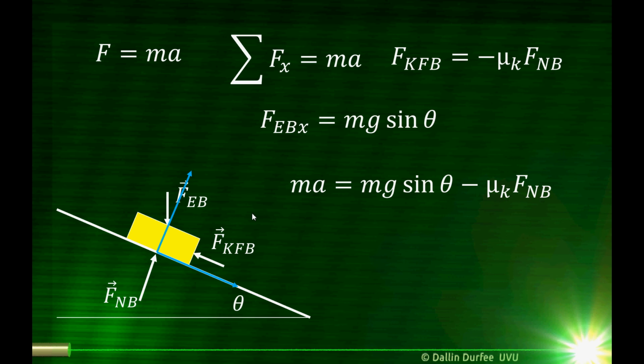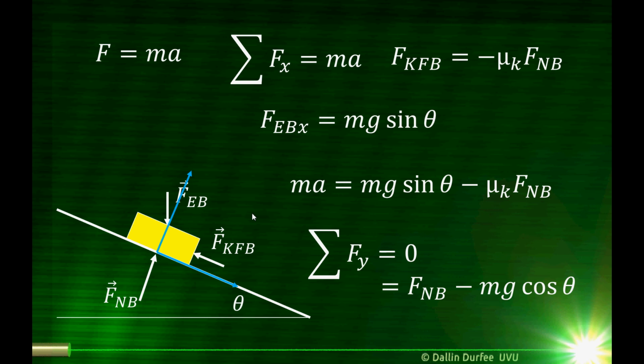Well, what is the normal force? We could solve this to find acceleration if we knew the normal force. Well, we find the normal force by noting that there's no acceleration in y, therefore the sum of the forces in the y direction must equal 0. So that means the normal force minus the y component of gravity, which is mg cosine theta, must equal 0. So the normal force is just mg cosine theta.